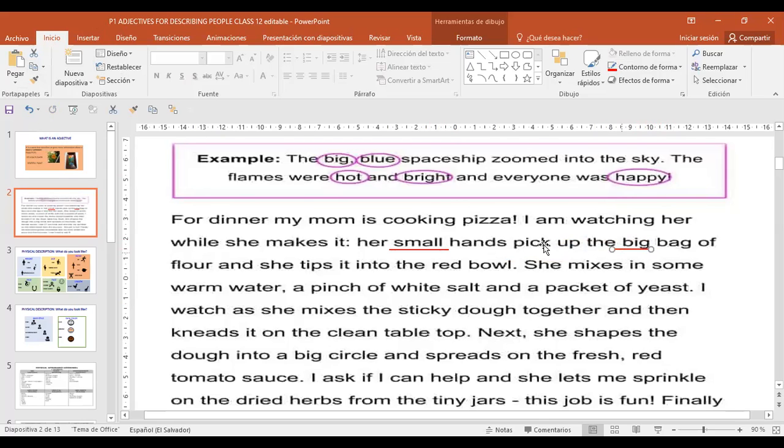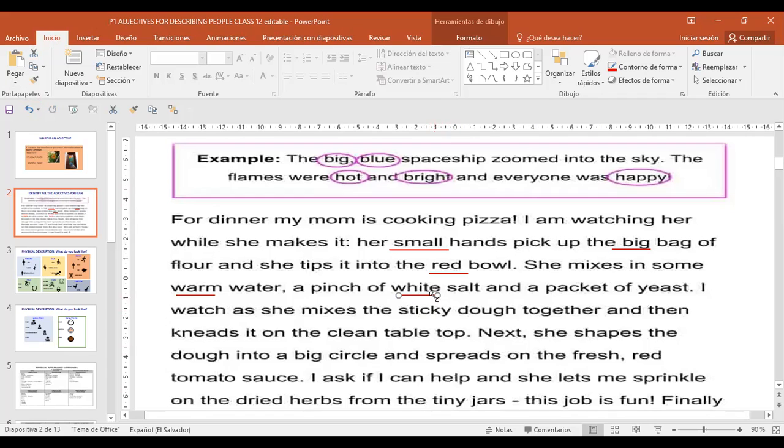Okay, let me see. What other word did you say? Red. Red, yes, red is another adjective. Okay, very good. And what else? Warm, yes. Okay, warm. White, yes. Okay, white salt. And a package of yeast. I watch she mixes the sticky dough.